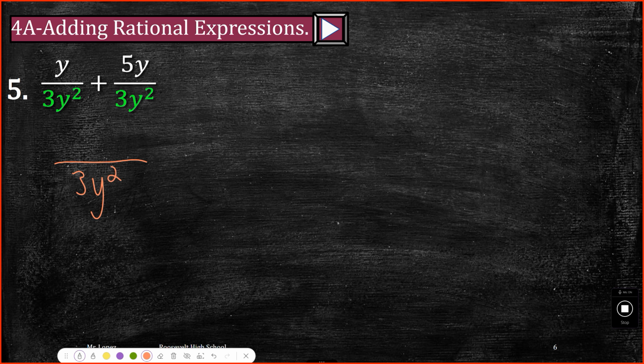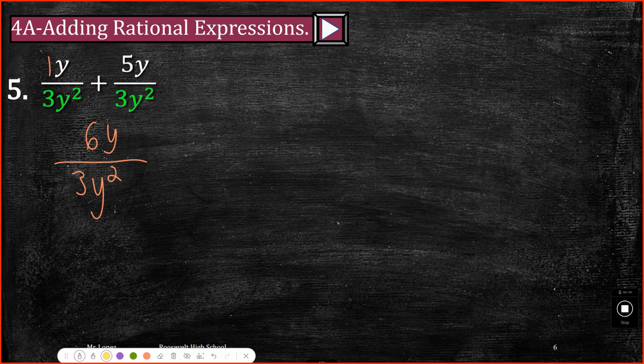What's the answer at the top? Oh yeah, it is 6y. We're supposed to add. So 1 plus 5 is 6y. Yes. I was thinking something else. What else can we do here?